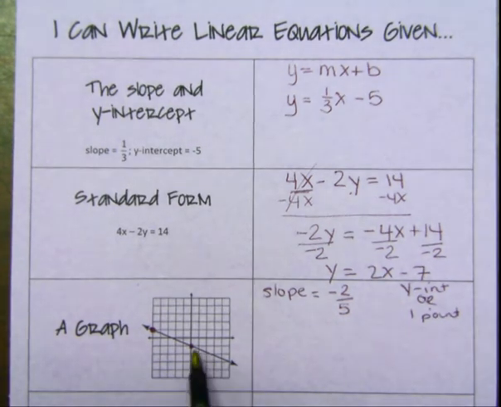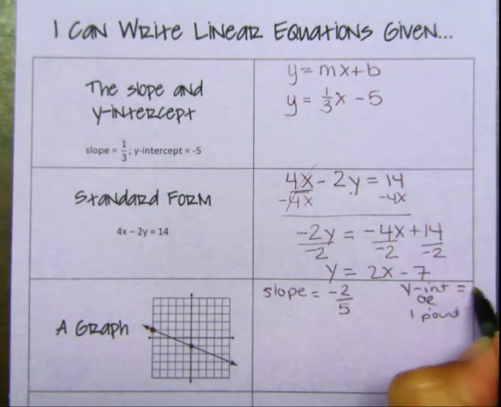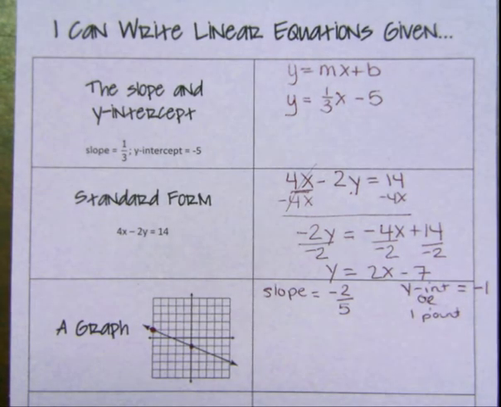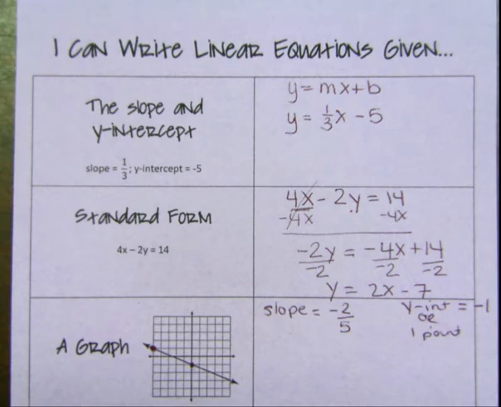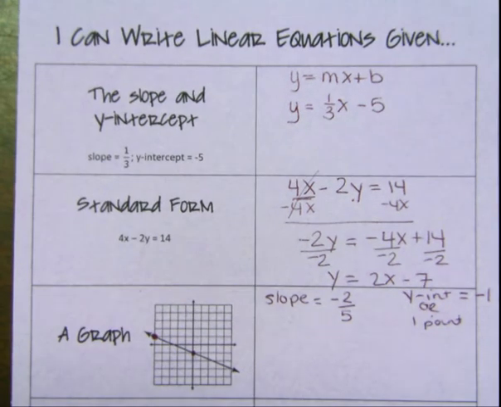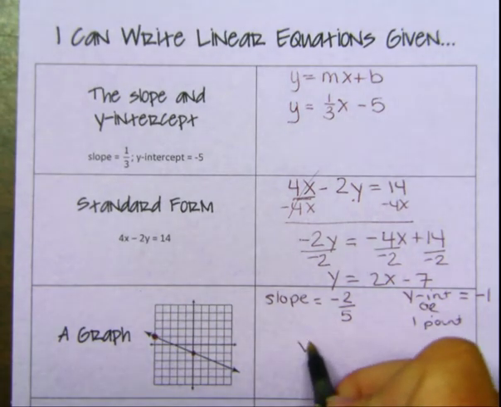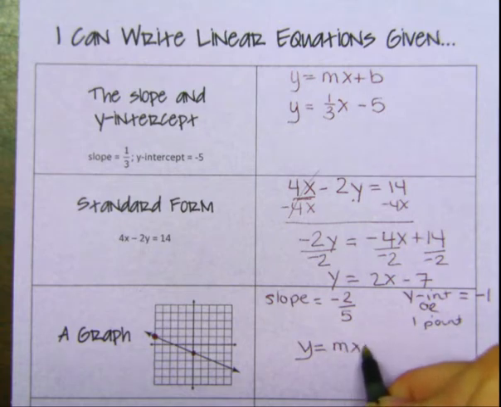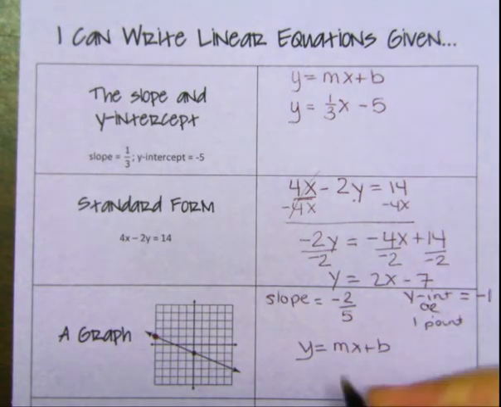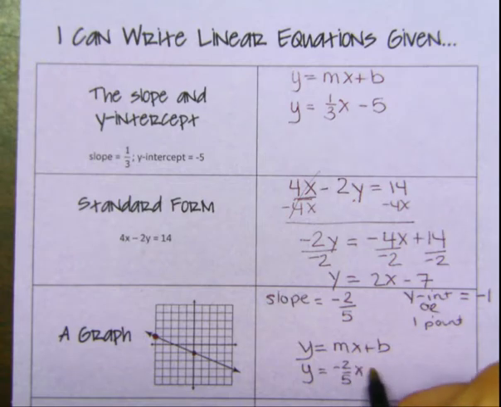And now they give us a point here on the line. They give us a point on the y-axis actually, so that's our y-intercept, which is -1. So right away we can write the equation of the line in slope-intercept form, which again is the y equals mx plus b form. So with this one, we know that our slope is -2/5, and we know that it crosses the y-axis at -1.